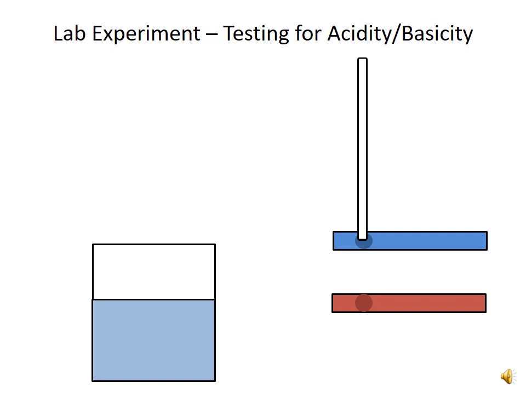For this particular case, you can see that neither the blue nor the red litmus paper changed color much at all. So what conclusion can you draw about this particular substance? Is it an acid, a base, or neither?